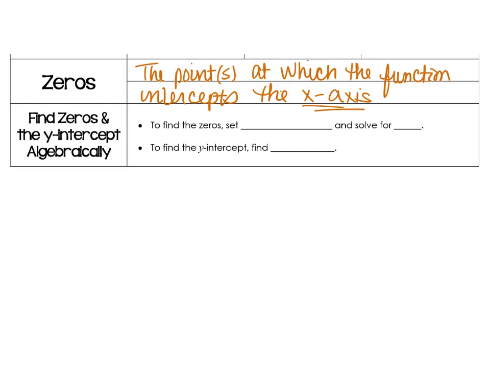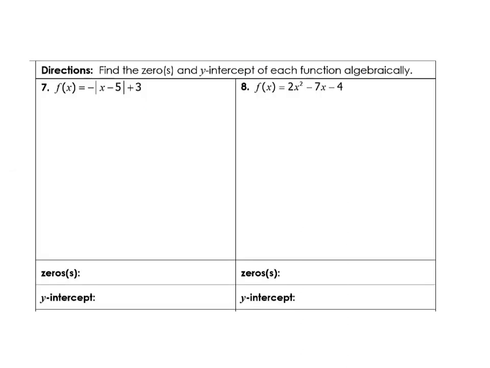Very important there. To find the zeros, you're going to set f of x equal to 0 and solve for x. To find the y-intercept, you are going to find f at 0, which is the same thing as saying you are going to let x equal 0. Same idea there. Okay, so now we have some good review problems for algebra, and we are asked to find the x and y intercepts of each function algebraically.